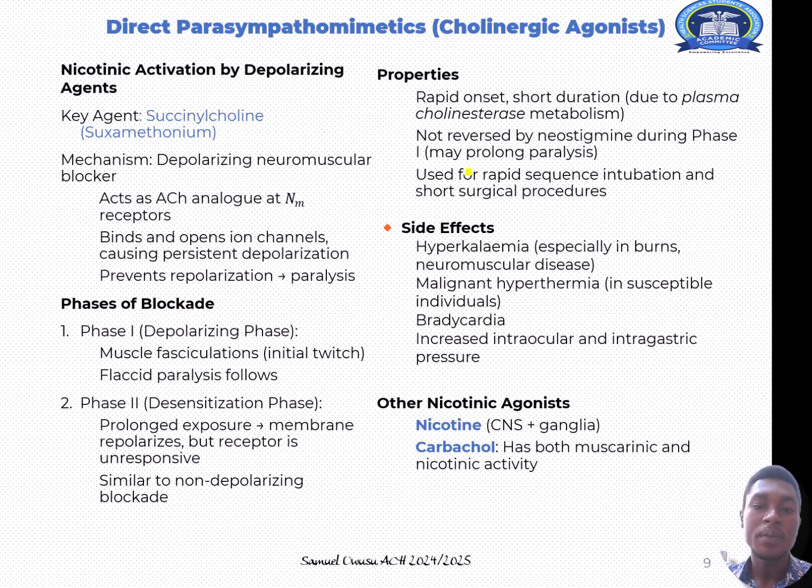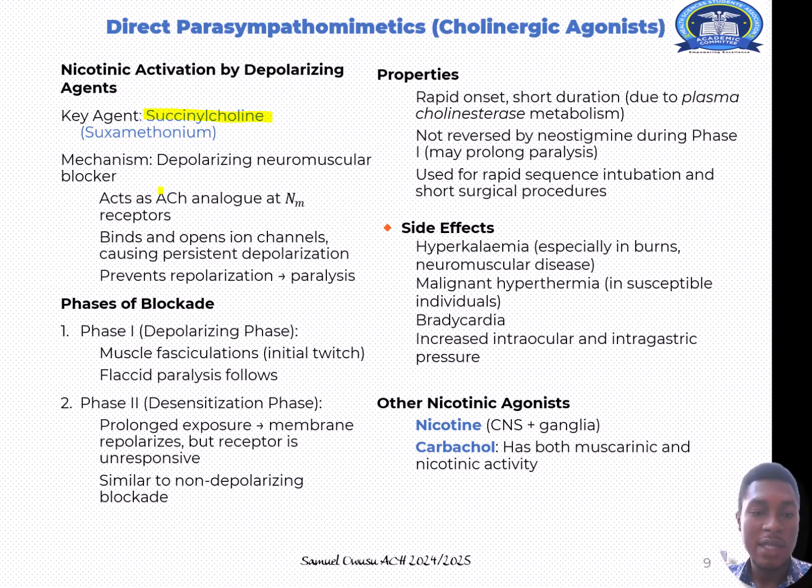Okay. So most of the ones we mentioned are the ones that act on the muscarinic receptors. We have those that act on the nicotinic receptors by depolarizing the receptors. So the prototype here is succinylcholine, which is two acetylcholine molecules that come together. All right. So the mechanism is that they are depolarizing neuromuscular blockers. So they tend to act on the skeletal muscles.